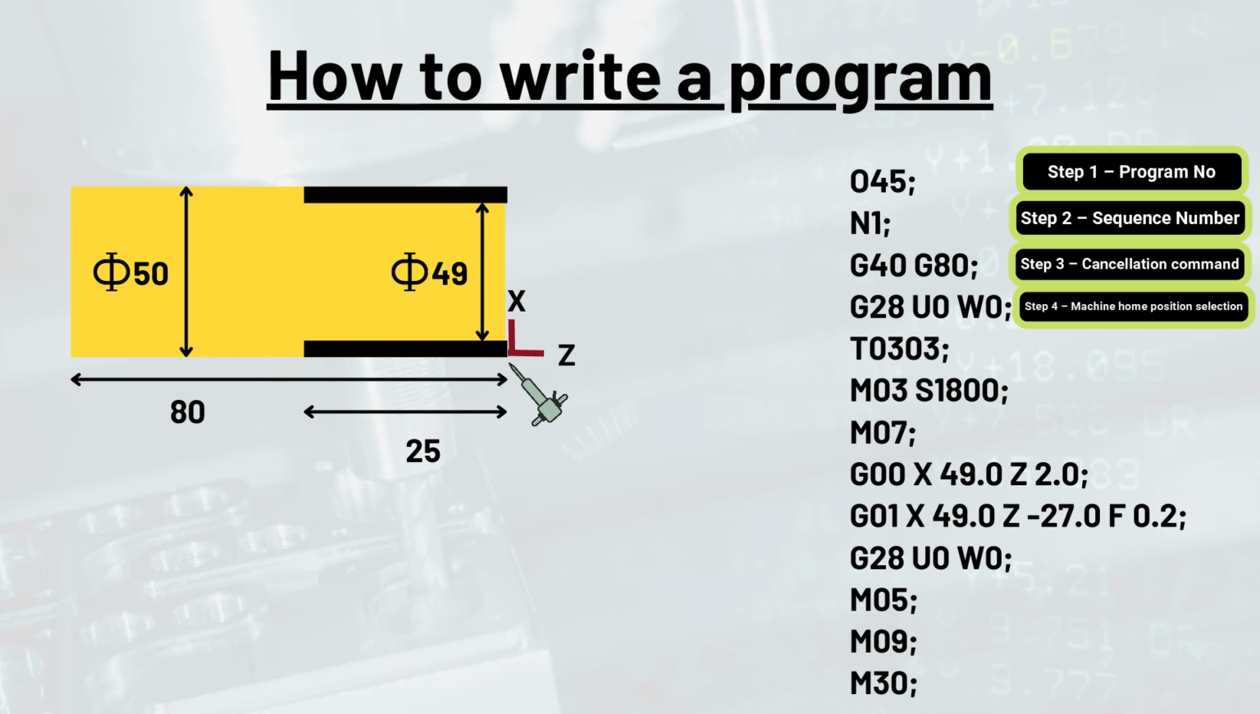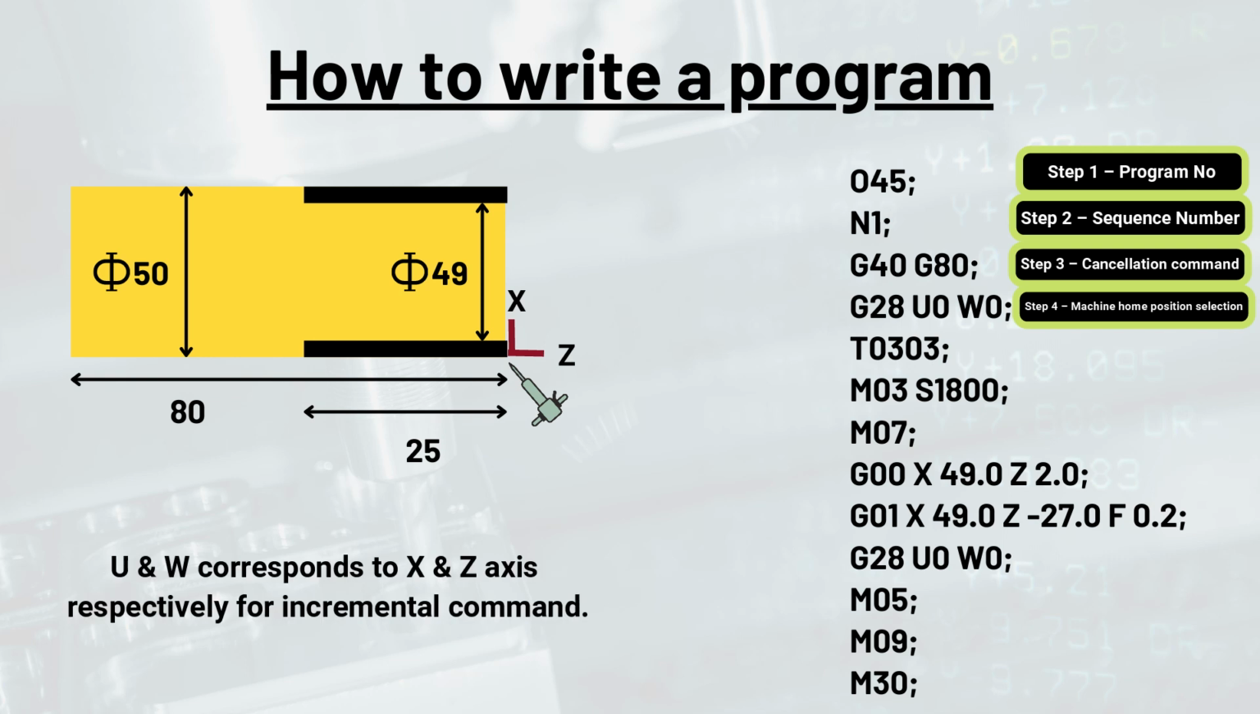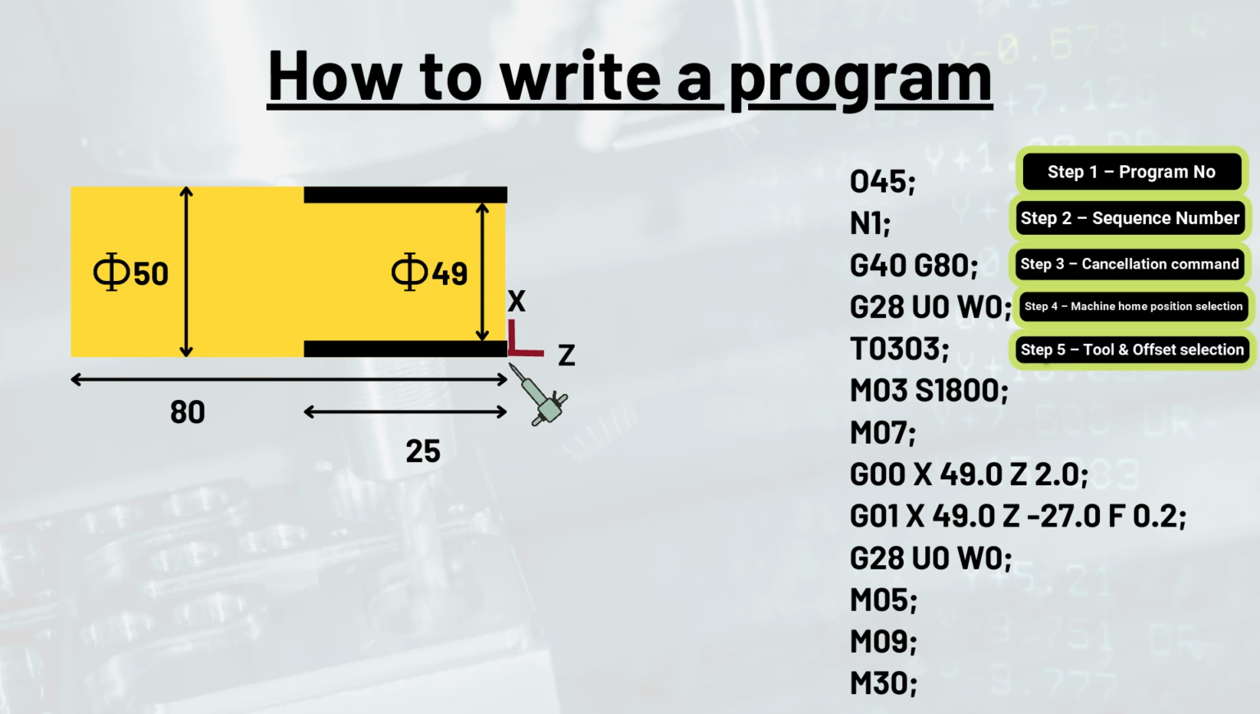Now for selecting machine's home position, we have command as G28 U0 W0. Now here, U and W correspond to the X and Z axis respectively for incremental command as far as a CNC lathe and turning operation is concerned. We generally use incremental commands so that tool takes the shortest route to complete its operation and ultimately reducing the cycle time. The fifth step is tool and offset selection.